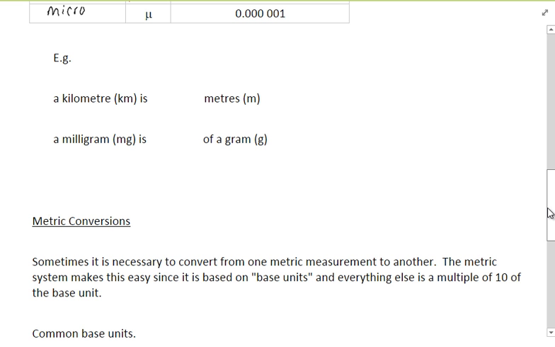As an example, if we had a kilometer, and notice M-E-T-R-E, sometimes we get a little sloppy with our pronunciations, but the proper pronunciation here is kilometer. A kilometer is 1,000 meters. If you had a milligram, that would be 1,000th of a gram.